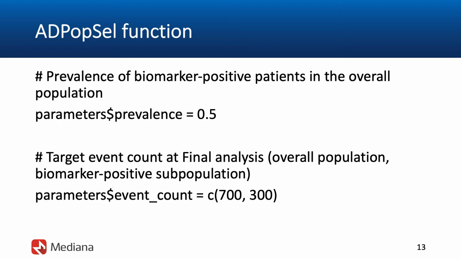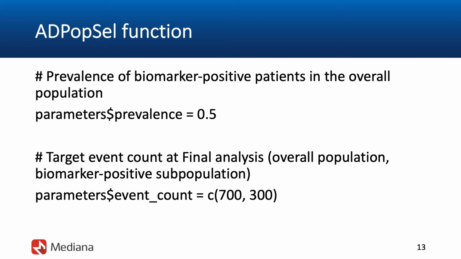The second parameter on the slide specifies the target event count at the final analysis. This is a parameter which corresponds to the sample size, or the target number of evaluable patients, in a trial with a binary or continuous normally distributed endpoint. In this case, given the nature of the primary efficacy analysis, we need to specify the number of events that will need to be accrued by the final analysis.